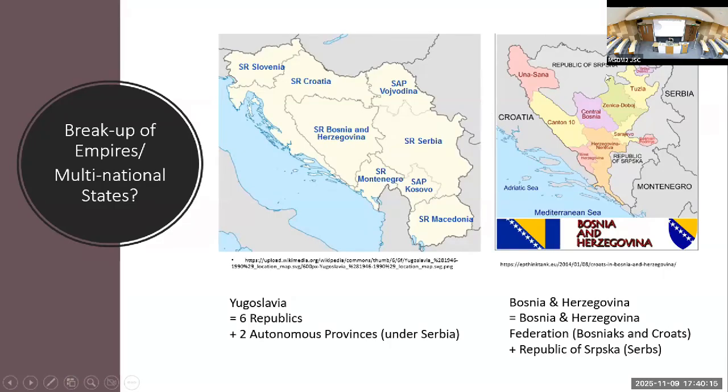So this is an interesting arrangement. This Bosnia and Herzegovina here became two parts. Those areas occupied by the Serbs are called the Republic of Srpska. And the colored part makes up the Bosnia and Herzegovina Federation for the Bosniaks and the Croats.